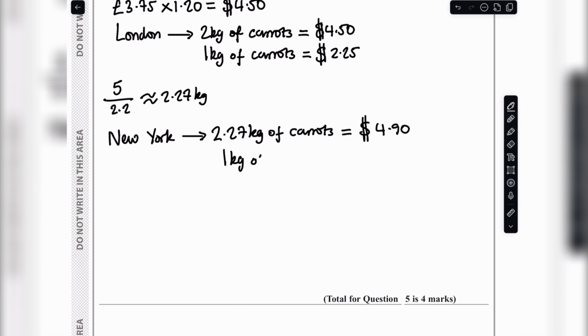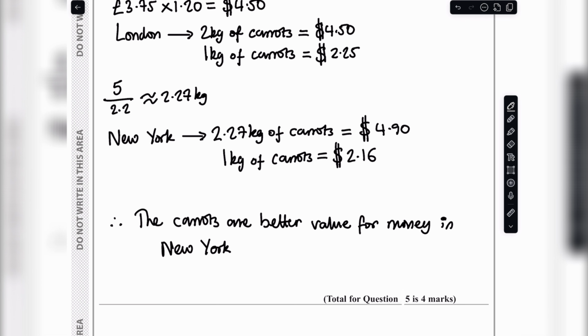Therefore, 1 kilogram of carrots can be determined by dividing 4.90 by 2.27, and that gives us a value of $2.16 US. So in London, 1 kilogram of carrots costs $2.25 US, and in New York, 1 kilogram of carrots costs $2.16 US. Therefore, the carrots are better value for money in New York.